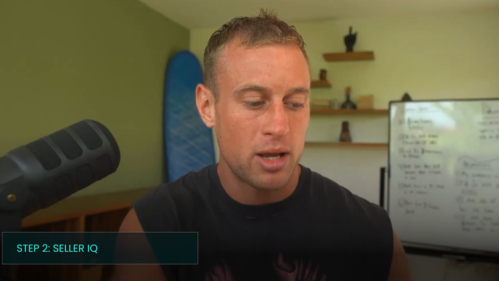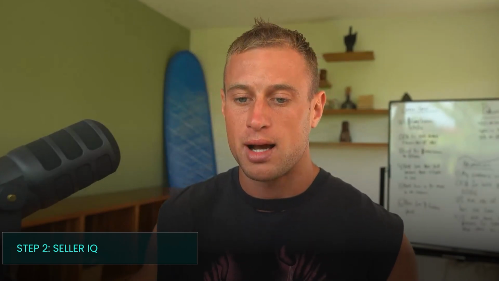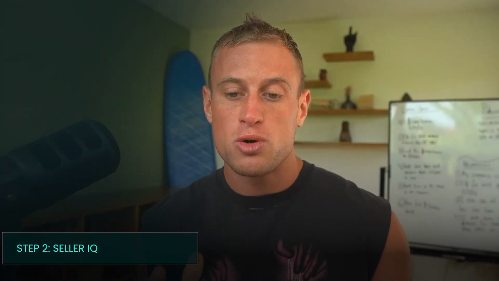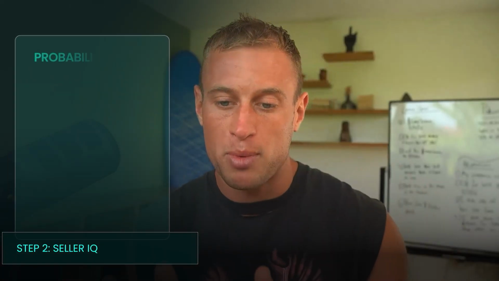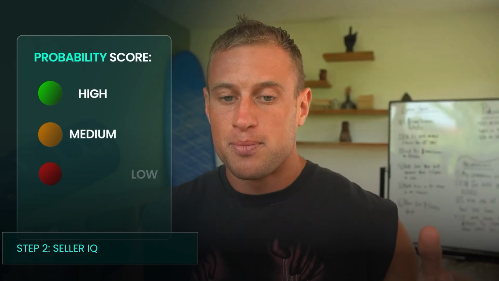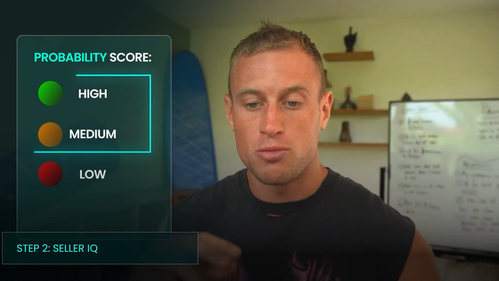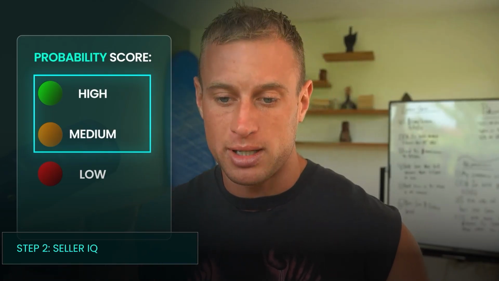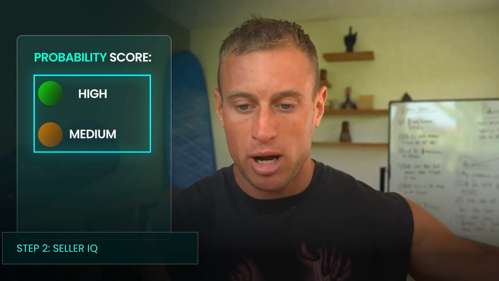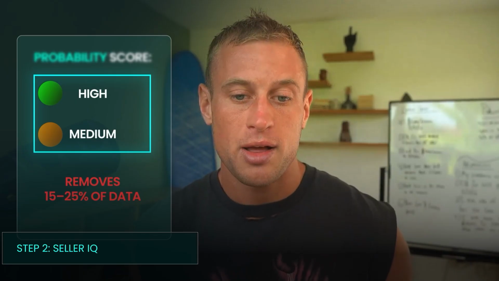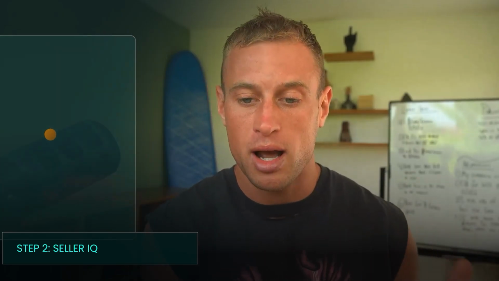Now, this is one of the most important ingredients to making cold calling work, because what this does is it scores your leads on the front end. So it shows who's likely to sell. It creates a probability: low, medium, high. Now, our data shows that you should only be making these calls to medium and high probability sellers. So we're going to remove the low probability sellers. That'll remove about 15 to 25% of your data. These are sellers that statistically are not likely to sell.